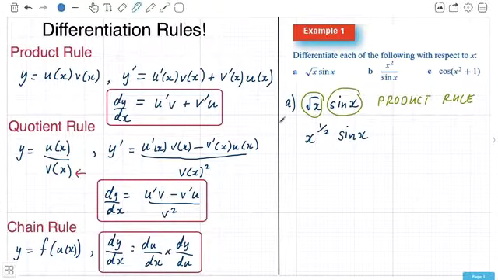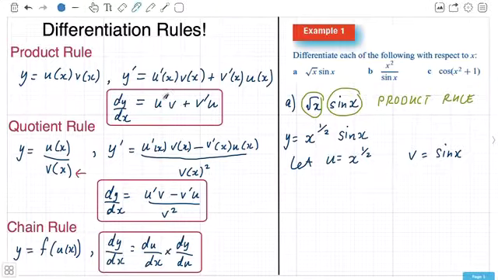Okay, so now I'm just going to let this equal y, just so it's a bit easier. I'm going to use the product rule now. So what I'm going to write underneath is let u equal x to the power of a half. It doesn't really matter which is which, but usually I just let the first thing equal u, and let v equal sine x.